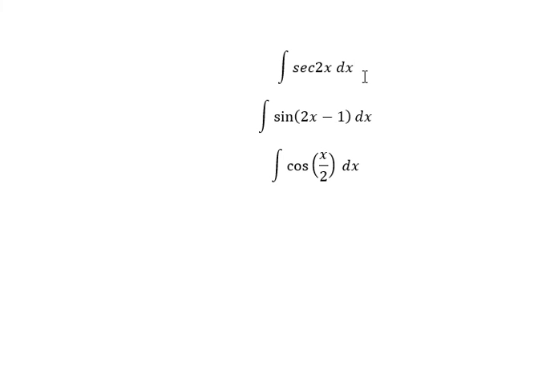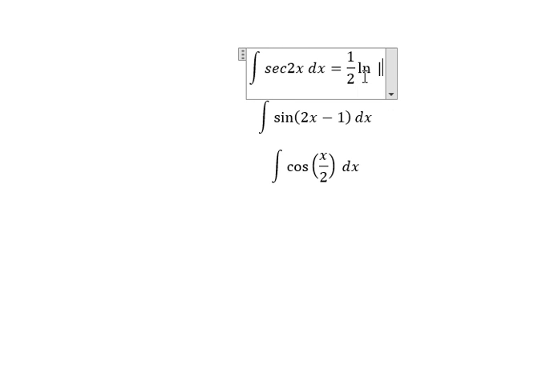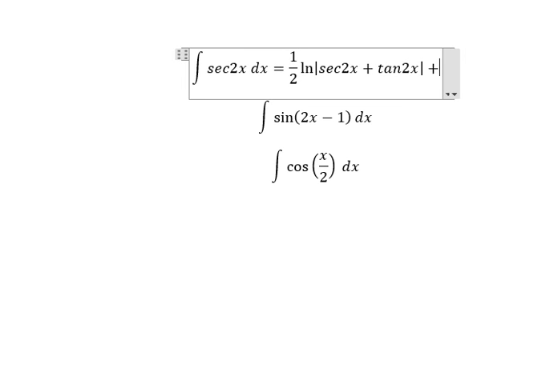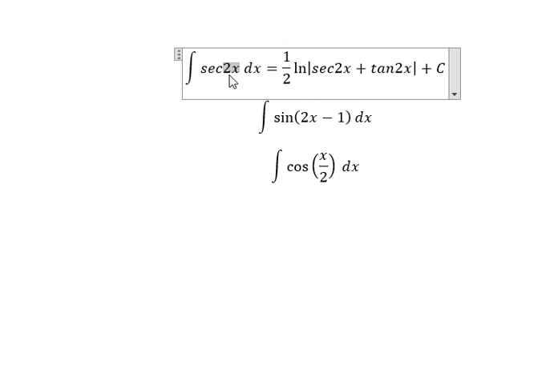Question number 2. We will have 1 over 2 ln of the absolute value of secant of 2x plus tan 2x, and we put c in here because the coefficient of this one is number 2. So if we do this integration, we need to divide by the coefficient of x. That's why we have 1 over 2 in here.